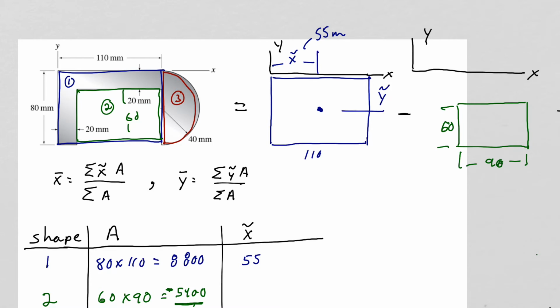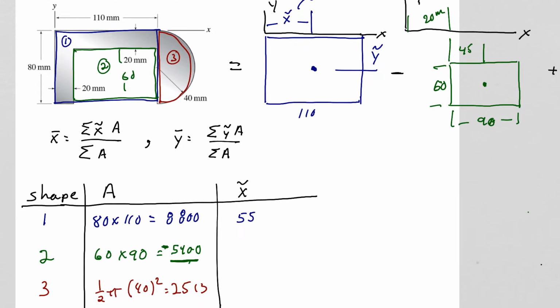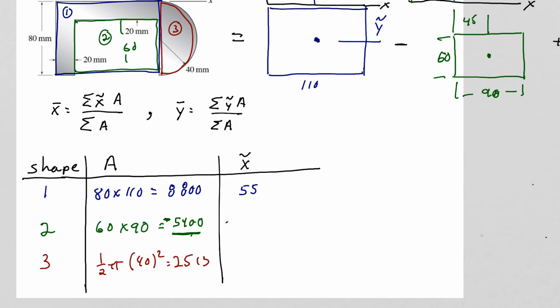Now in our green one, let's take a look at that. Again, the centroid is here. That distance to this edge is 45 millimeters. But we also have an additional amount of 20 millimeters. So our x tilde in this case is 20 plus 45, or 65 millimeters.